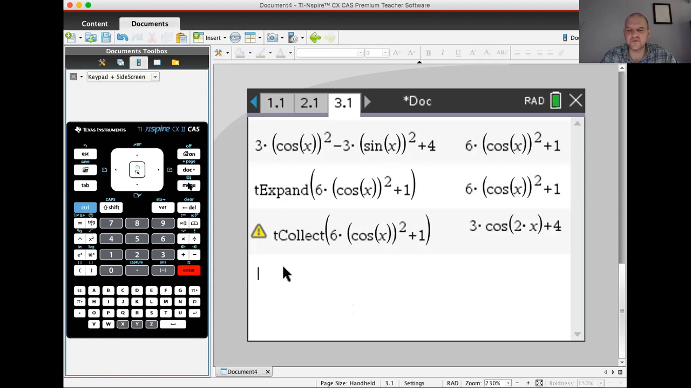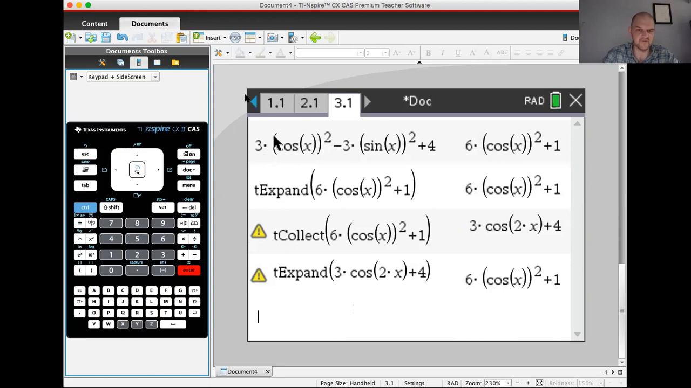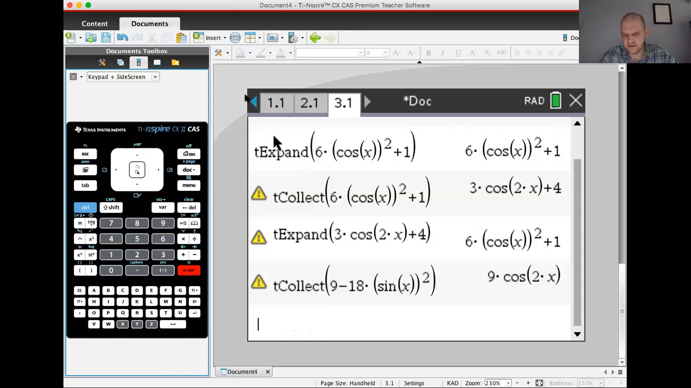I'm not entirely sure, because sometimes, let me trig expand this, sometimes it does not really appear in my mind to make it any simpler. I guess that's expanding because it went from one thing to another. I don't know. So I'm going to try trig collecting B. So it was 9 minus 18 sine of x squared, and it gives 9 cosine of 2x.